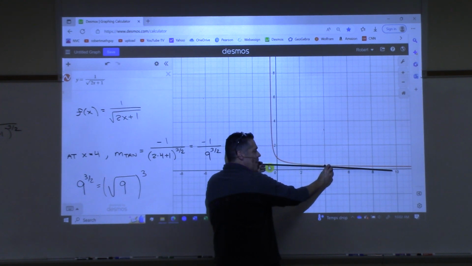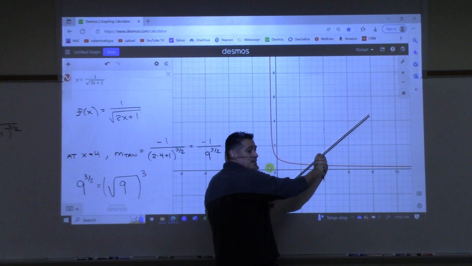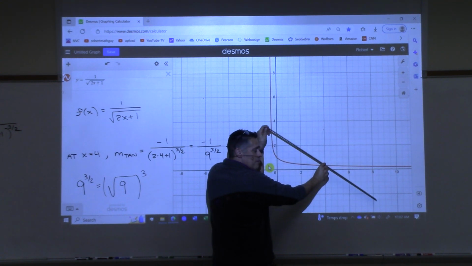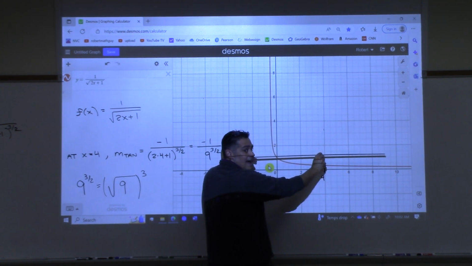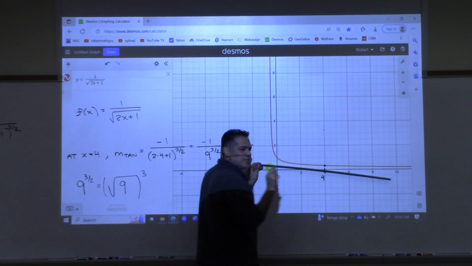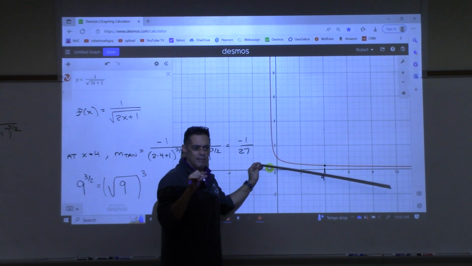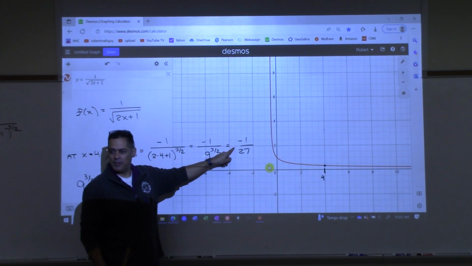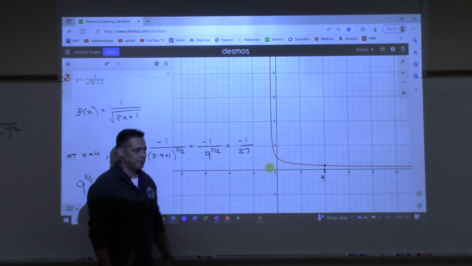So remember with lines, if your slope is like that, it's a positive slope, right? This is a negative slope, and this is a slope of 0 if it's flat. So if I just tilt a little bit like that, I should have a small negative number, right? That's a small negative number, isn't it? -1 over 27?